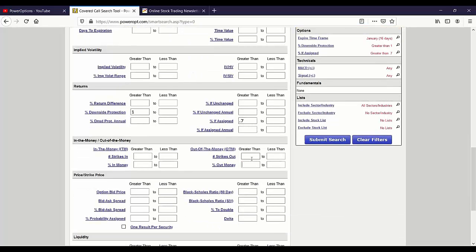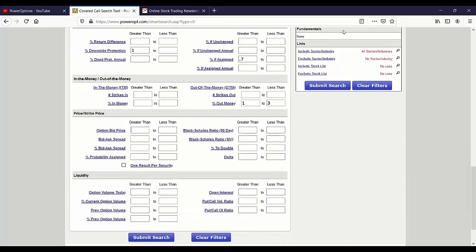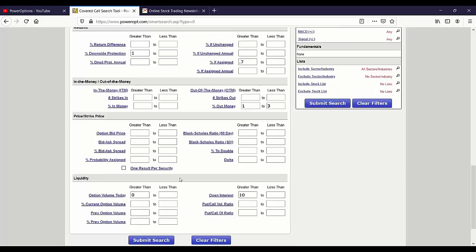And I want to be just slightly out of the money, maybe 1% to 3% out of the money, hoping the stock stays below it. I'm trying to collect a dividend-like income on a weekly, bi-weekly, or month-by-month basis. Not going to worry about the option bid price, probability, or anything like that. I'm taking care of that with the out-of-the-money range and the hope for protection. We are going to look for minimal volume and some basic open interest.